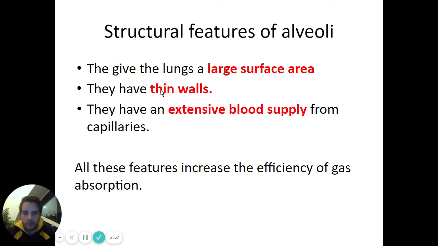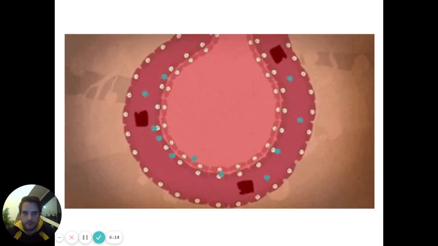Alveoli have thin walls. As we just said, that's to allow oxygen and carbon dioxide to diffuse through the wall. They also have an extensive blood supply, and that's in the capillaries, to carry CO2 to the alveoli and oxygen away from the alveoli. So three features to memorise, please.